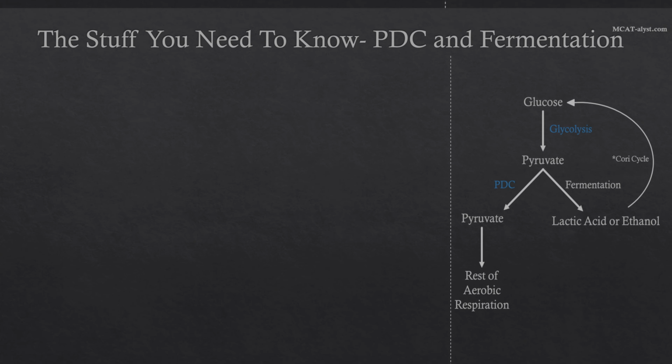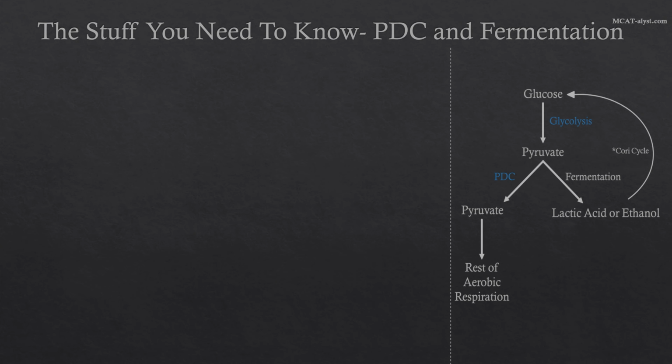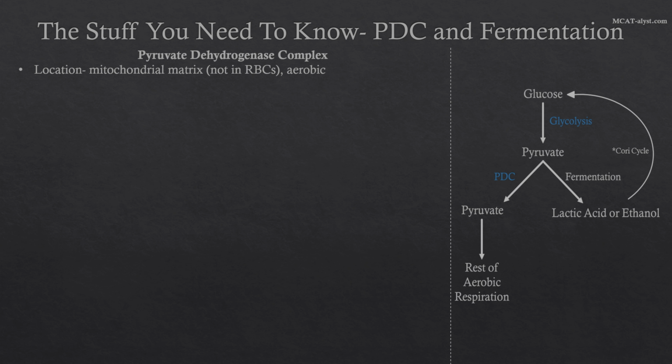So with this pyruvate, kind of like we talked about earlier, there's a few different things that we can do with it. The first is send it through the PDC, the pyruvate dehydrogenase complex. This occurs in the mitochondrial matrix, except in red blood cells. Red blood cells notably do not have mitochondria, so they are only going to be doing glycolysis and fermentation.